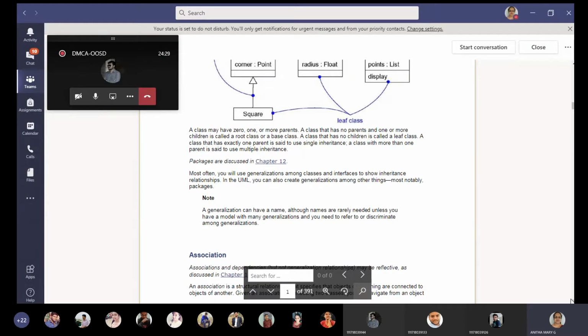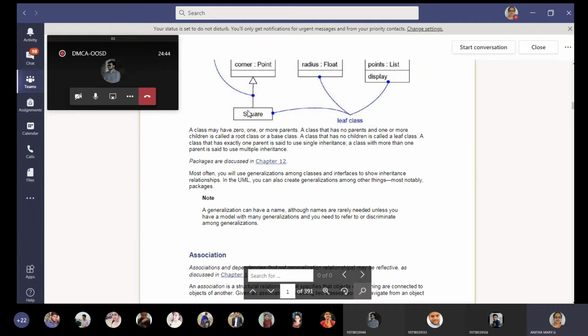The next one: a class has no children. The class which doesn't have any children further in the hierarchy, we call it a leaf node.